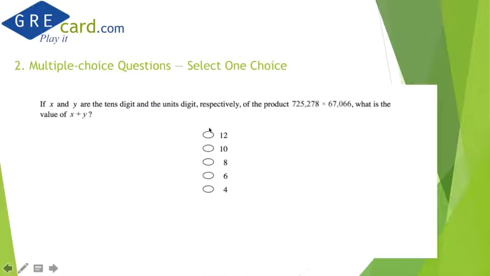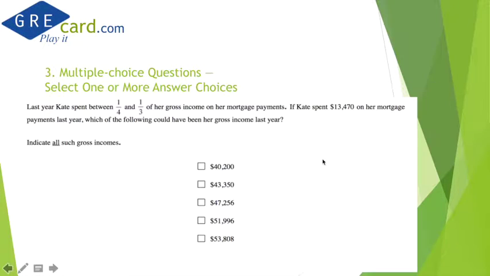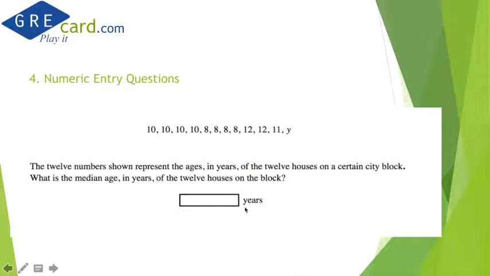Multiple choice questions with one answer correct. We'll get this type of question also. Multiple choice questions with multiple answers correct. You'll be able to tick more than one box in this, and possibly more than one answer choice is correct. These are the numerical entry questions where you have to type in your answer.